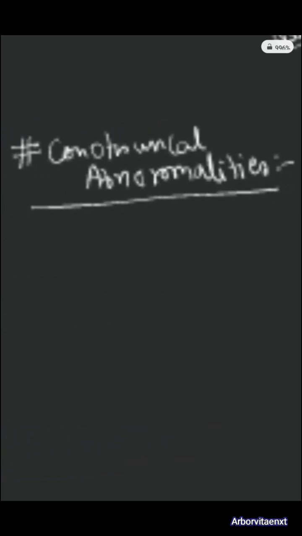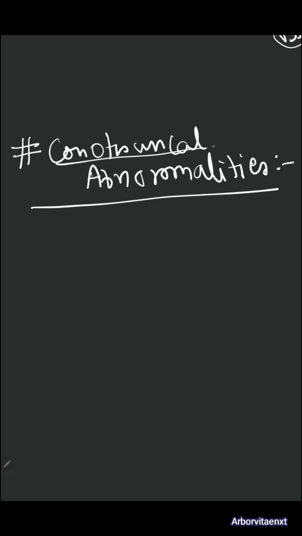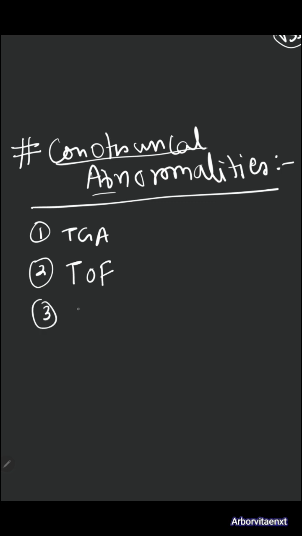If there is any abnormality in this process, we call it a conotruncal abnormality. It occurs due to failure of the neural crest cells to migrate, basically, and it will lead to transposition of the great arteries, or it can give rise to tetralogy of Fallot, or it can also lead to persistent truncus arteriosus.